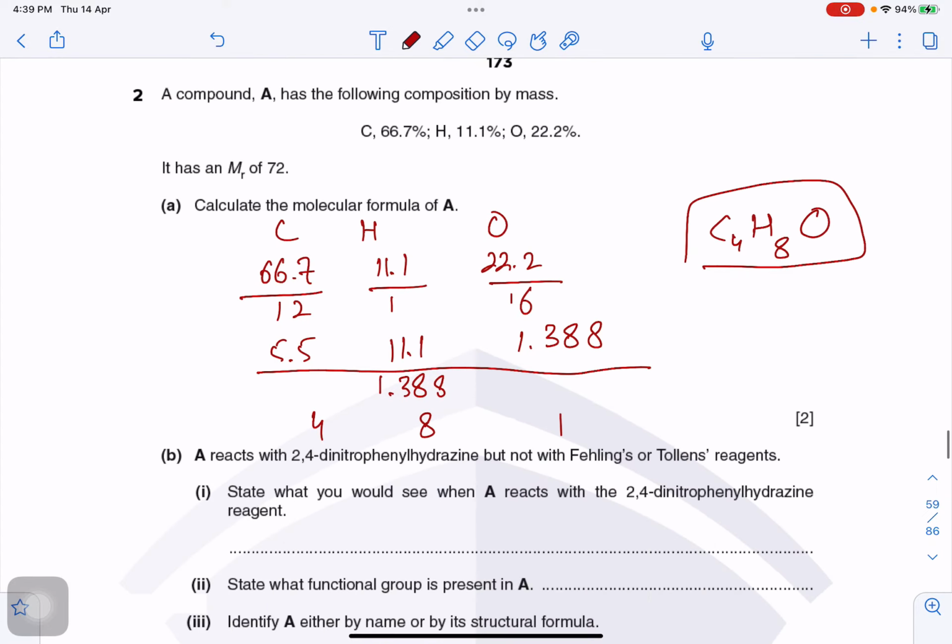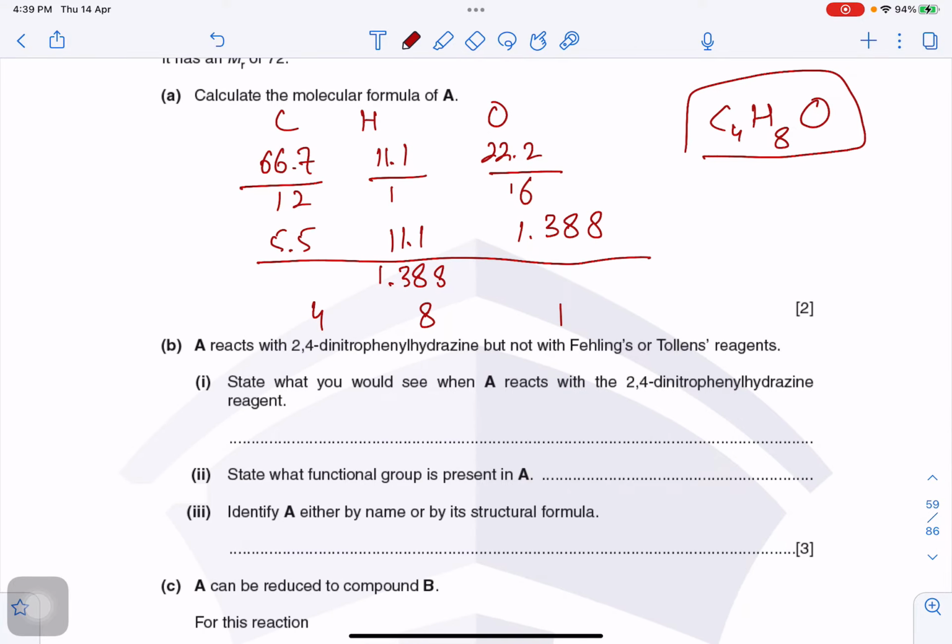A reacts with 2,4-dinitrophenylhydrazine. This is the compound, it reacts with 2,4-DNPH, but not with Fehling's or Tollens' reagent. Fehling's or Tollens' reagent react with aldehydes. They're mild oxidizing agents. So this is not an aldehyde, that's what it says. And it is reacting with the 2,4-DNPH, which means it has to be a carbonyl. So the only option that we have left is ketone, so this will give us an orange precipitate, and it has a ketone.